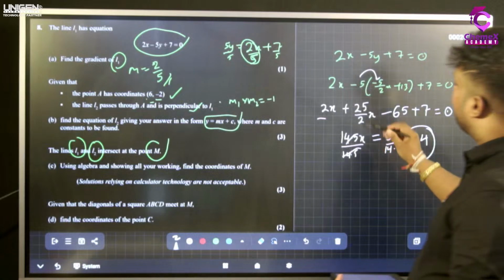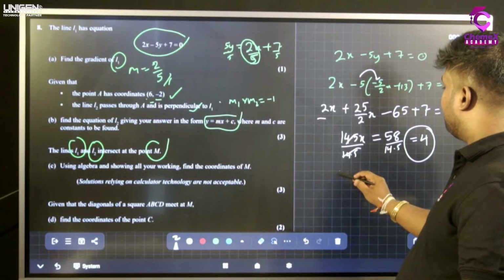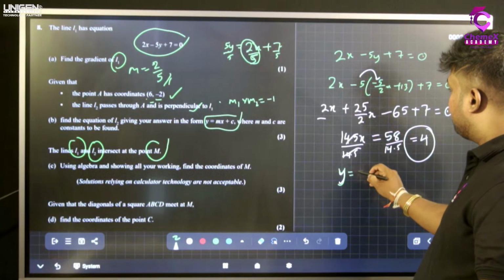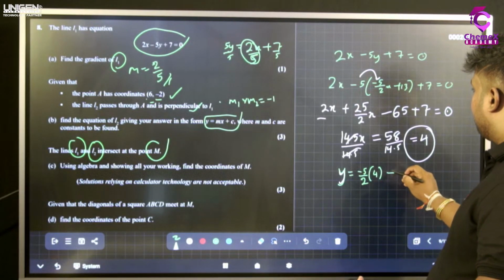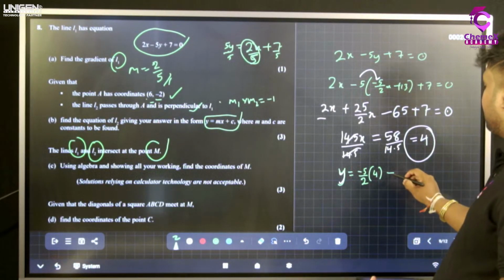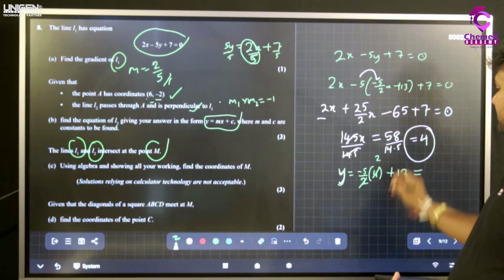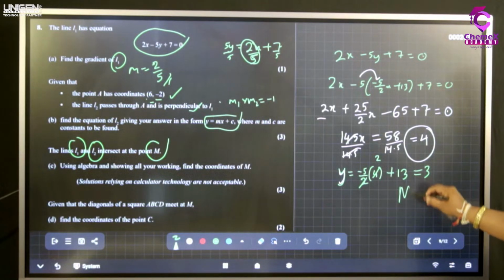x is 4. Then what do we do next? We had that y equation. y equals minus 5 over 2 times x; we found x is 4, so substitute it there, plus 13. So what's the y value? Minus 10 plus 13 is 3. So what's the M coordinate? 4, 3.